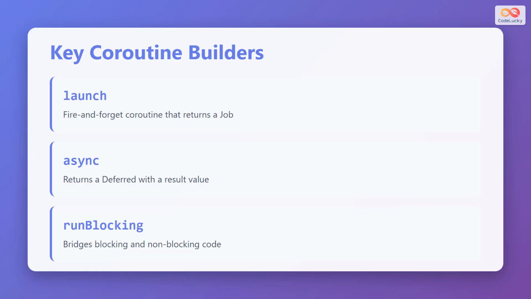Kotlin provides 3 key coroutine builders that you'll use frequently. First is launch, which is a fire and forget coroutine that returns a Job object. Use launch when you want to start a coroutine but don't need a return value. Second is async, which returns a Deferred object containing a result value. Use async when you need to perform asynchronous work and get a result back. Third is runBlocking, which bridges blocking and non-blocking code. This is mainly used in main functions and tests to create a coroutine scope that blocks the current thread until all internal coroutines complete.